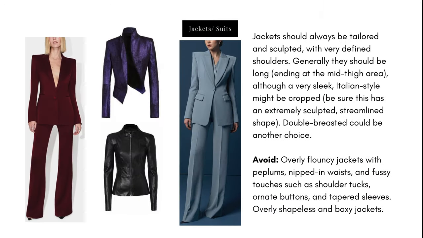Jackets should always be tailored and sculpted with very defined shoulders. Generally speaking, they should be long, ending at the mid-thigh area, although a very sleek Italian style might be cropped. If you are going to go for a crop style, I would recommend pants of the same coloring, which would extend that long vertical line. Double-breasted could also be a great choice. Avoid overly flouncy jackets with peplums, nipped in waist, and fussy touches such as shoulder tucks, ornate buttons, or tapered sleeves. Overly shapeless or boxy jackets should also be avoided.